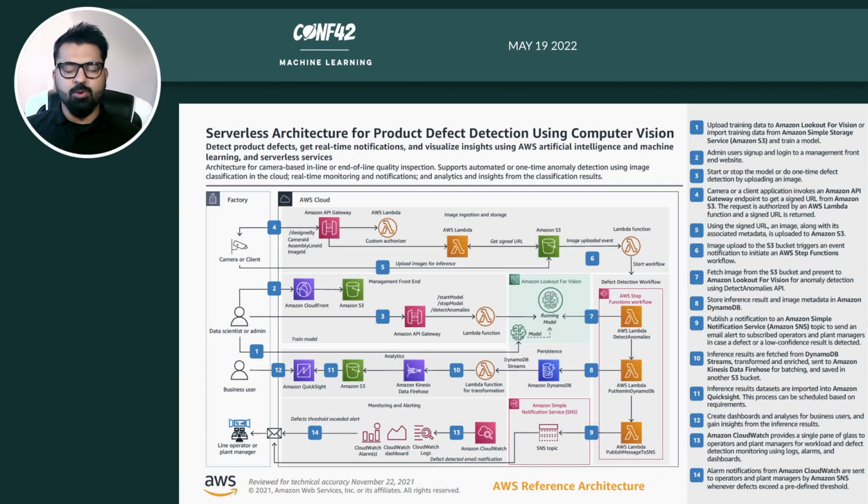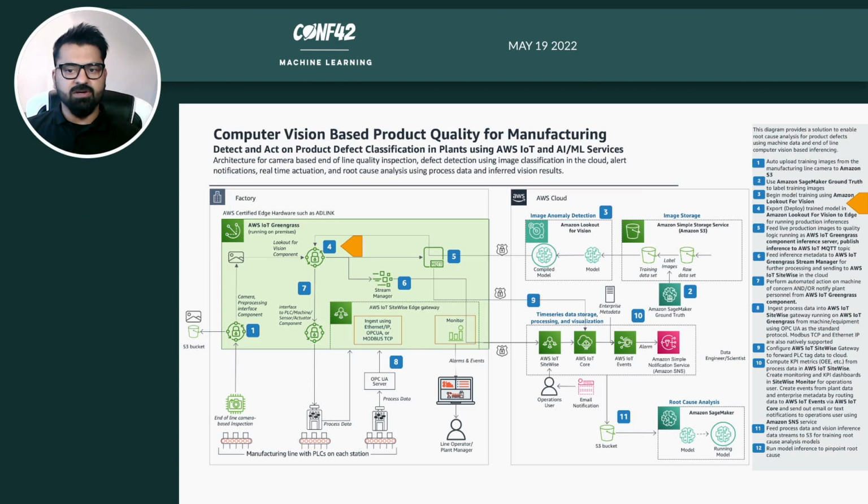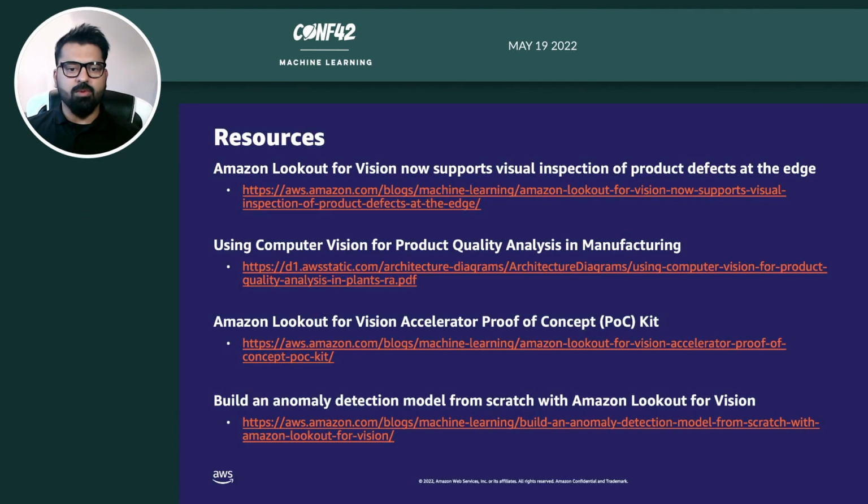And to add to this, Lookout for Vision now also supports edge inferencing. There's a reference architecture available for it that you can review for further information. So for use cases where you need low latency inferencing or you've got intermittent networking connectivity, you can also train your Lookout for Vision model and deploy it on edge devices and run inferencing from there. There are a few more resources, blog posts that you can also review.